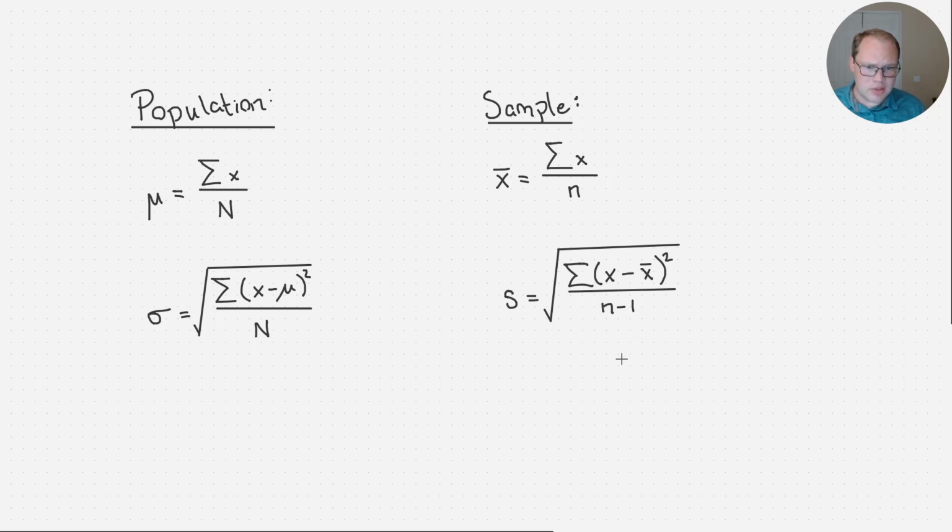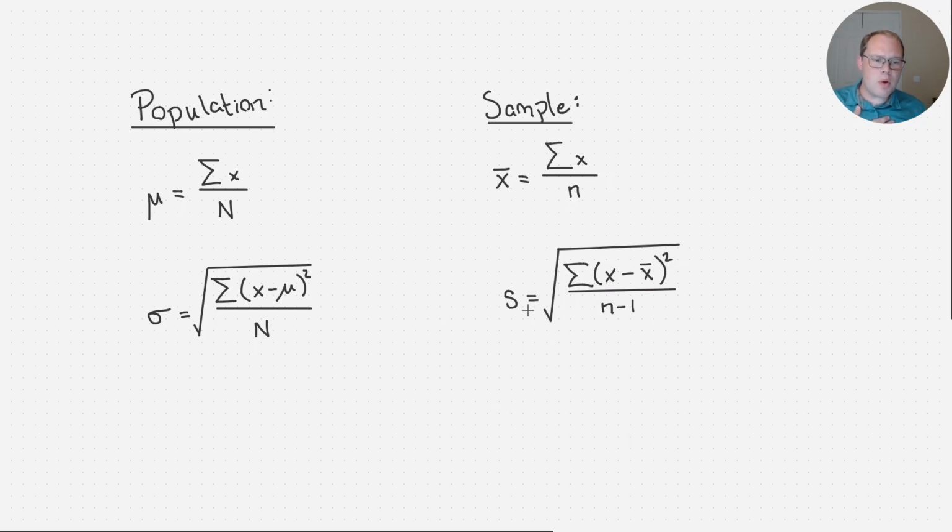Okay? And so that's a pretty significant difference between the two formulas. That goes beyond just switching out the symbols. And so it's going to be really important that you know when you're dealing with a sample and when you're dealing with a population. Okay? Because the formulas are different. So why is it different? Why do we have n minus 1 here instead of just n?